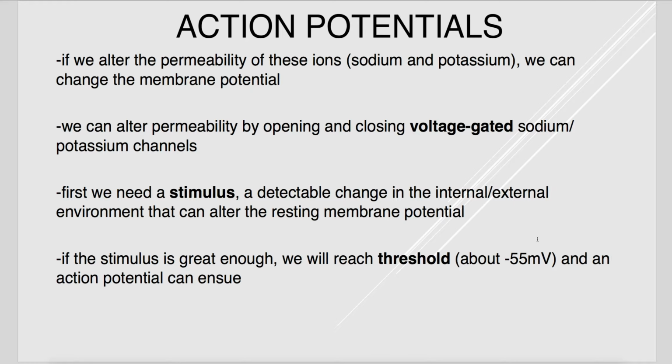Now, before we have an action potential, we have to reach threshold. All right. So basically, if the stimulus is powerful enough and we can change that membrane potential to about negative 55 millivolts, so it's becoming more positive, then an action potential will occur. If the stimulus is small enough and we don't reach threshold, there will be no action potential. All right. So that's what threshold is. That's the value that you need to get to before the action potential can actually occur.